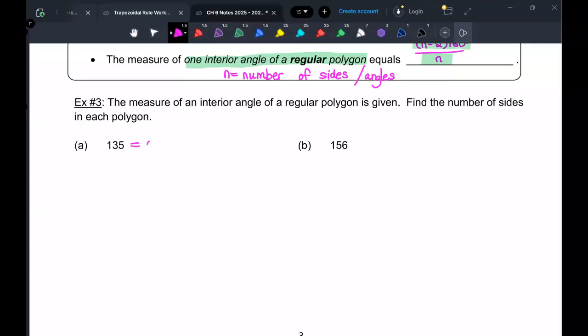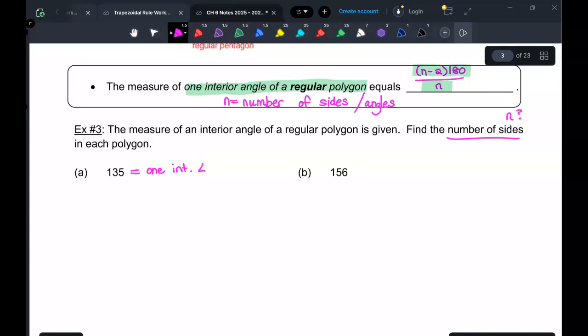Okay. So the measure of an interior angle is given. So this is one interior angle. We want to work backwards and find the number of sides, so we want to figure out what n is equal to. What would we do? 135 times 2? Well, no, n is not 135. I'm giving you the measure of an interior angle of some regular polygon, but I don't know how many sides it has. I don't know if it has 8 sides, 10 sides, 13 sides. That's what I'm trying to find. So I want to set 135 equal to that formula.